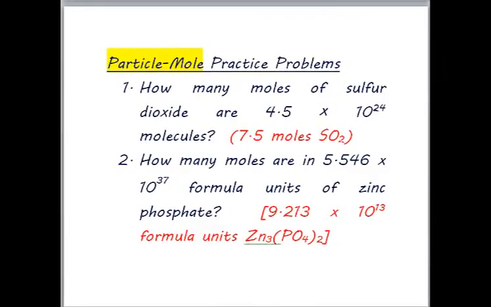Here are the two highly anticipated particle to mole practice problems. Number one, how many moles of sulfur dioxide are 4.5 times 10 to the 24th molecules? Answer given to you there in red. Number two, how many moles are in 5.546 times 10 to the 37th formula units of zinc phosphate? Give those a shot and good luck.